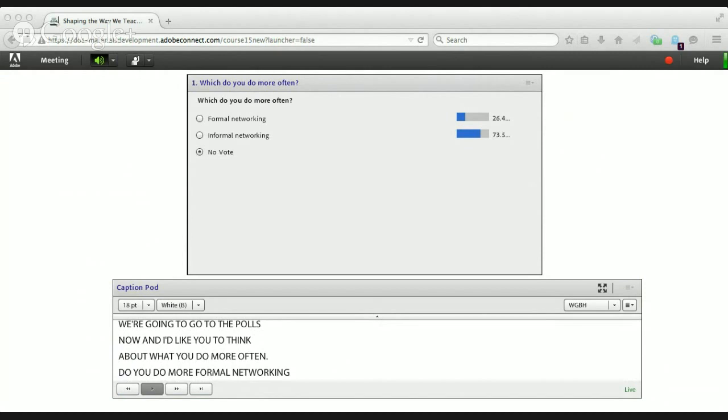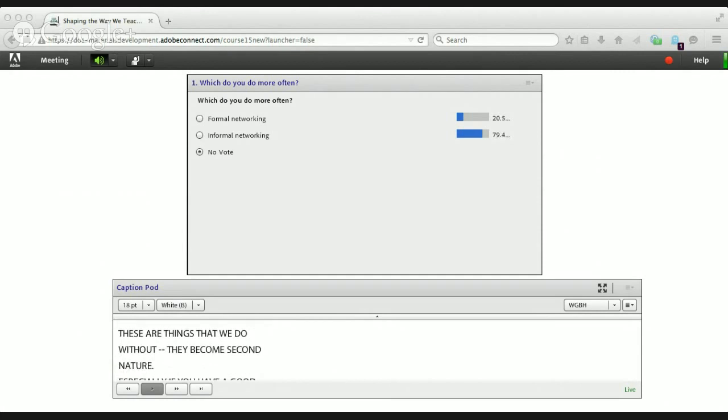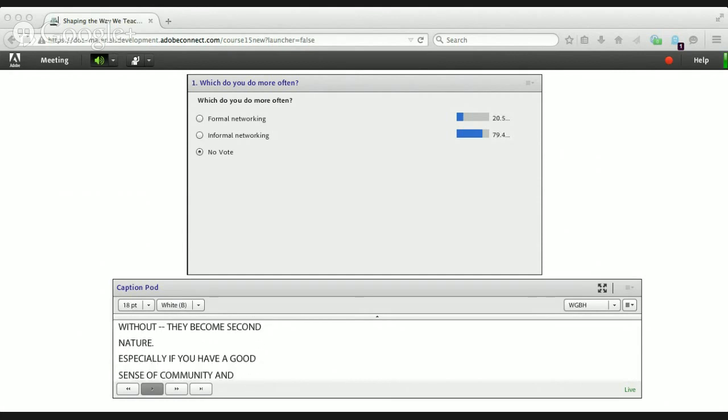Wow, okay, that was really fast, and it looks like a lot of you are doing a lot more informal networking, which I think is totally normal. Like I said, I think these are things we do, and they've become very second nature. And especially if you have a good sense of community in your institution, in your local area, then you're probably more likely to engage in informal networking.